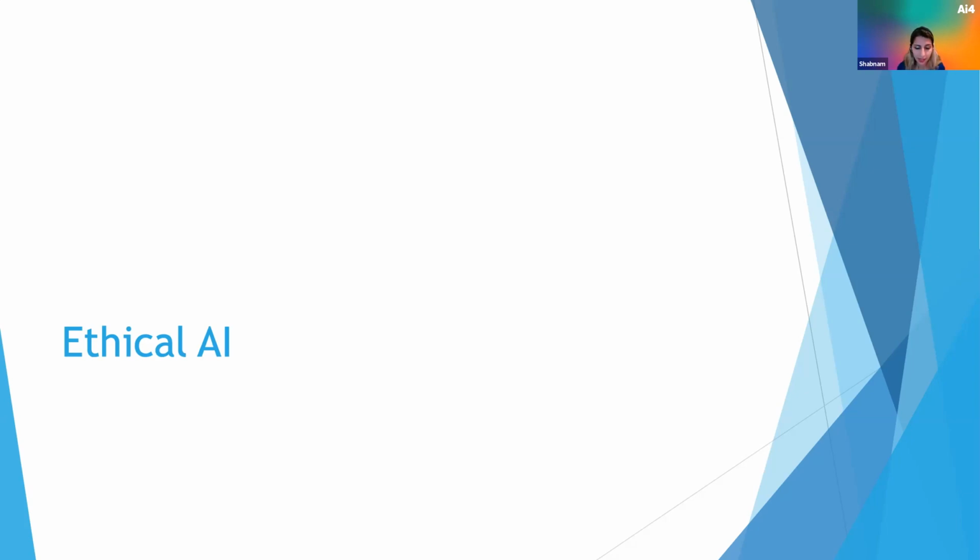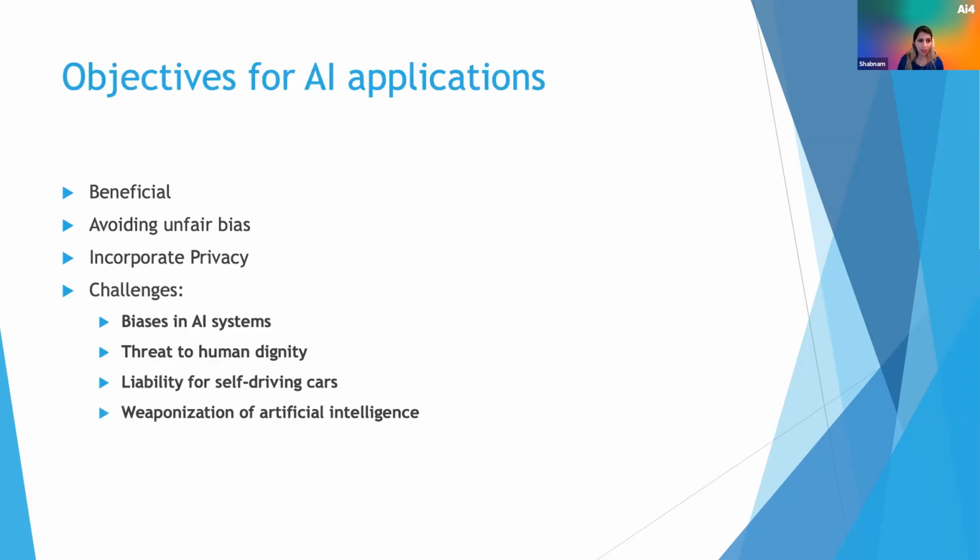So in the last two minutes of my talk, I want to talk about ethical AI. Remember, the reason that we're doing AI is because we want to make sure that people's lives are better, right? But we have to be very, very cautious of what algorithms we are building. So the objective for all AI applications should be, it has to be beneficial. It has to avoid unfair biases. It has to incorporate privacy. We don't want to give all of our stuff to some algorithm engineer to come up with the design, right?